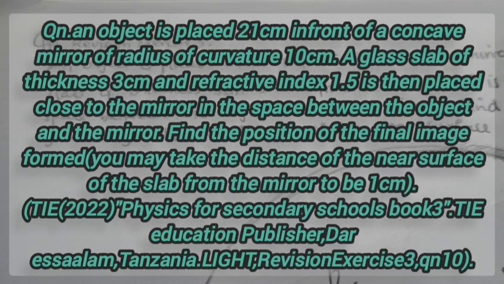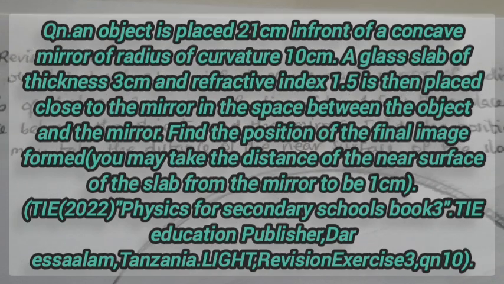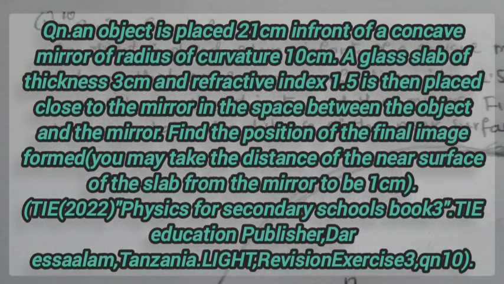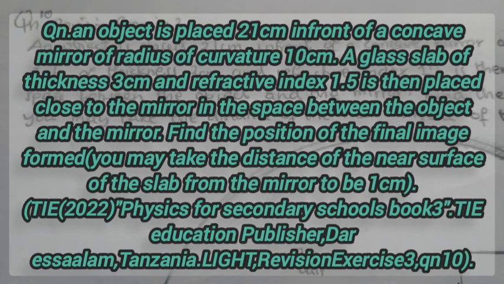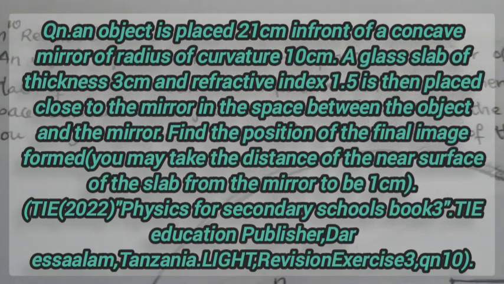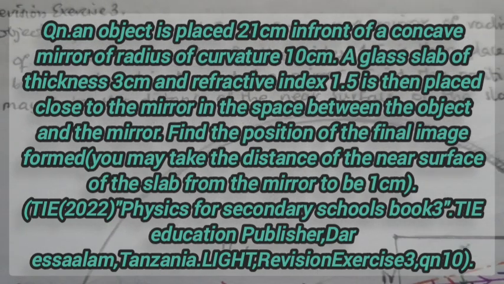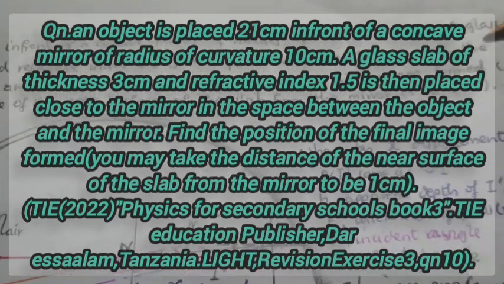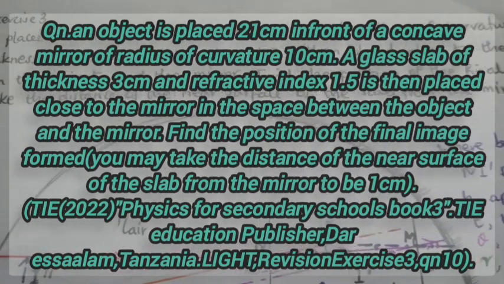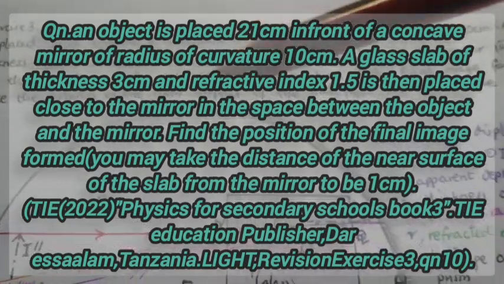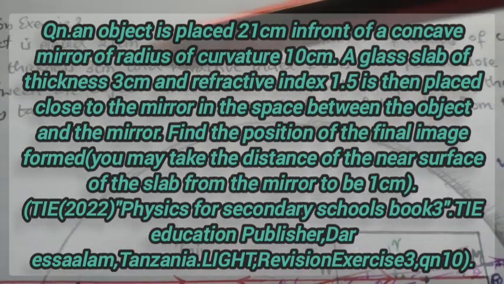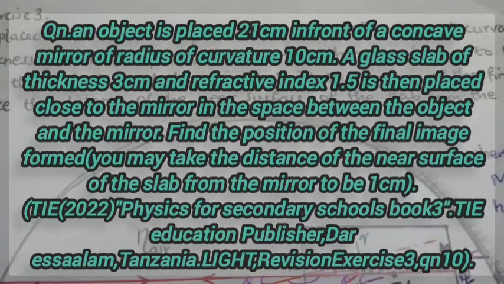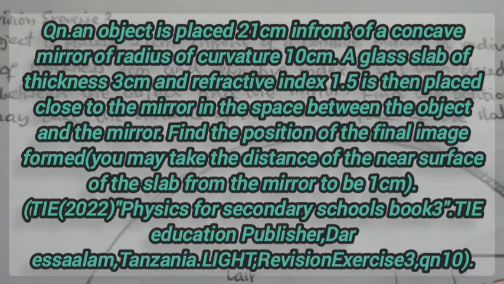We have a question from Tai, book 3, the concept of light. We have a combination of a concave mirror and a glass slab. The object is placed 21 centimeters in front of the concave mirror, and the glass slab is placed 1 centimeter from the pole of the concave mirror. The glass slab has a thickness of 3 centimeters and a refractive index of 1.5.